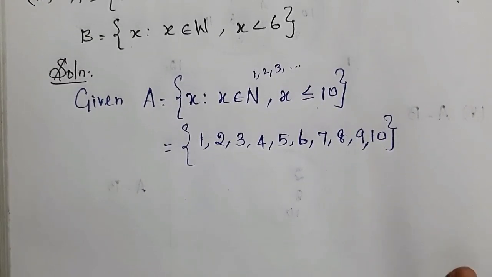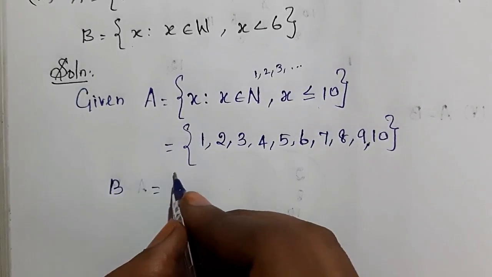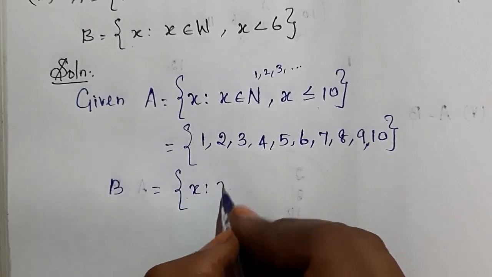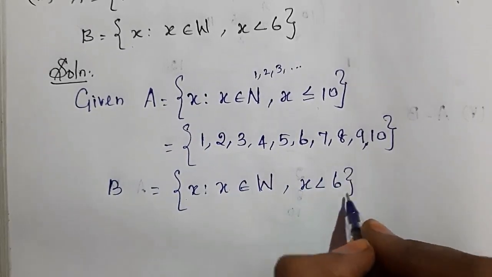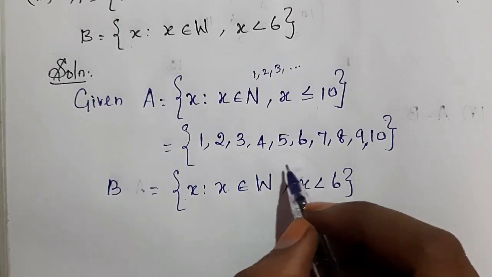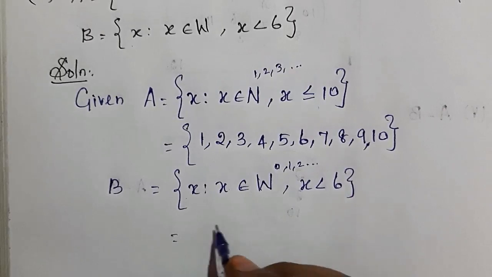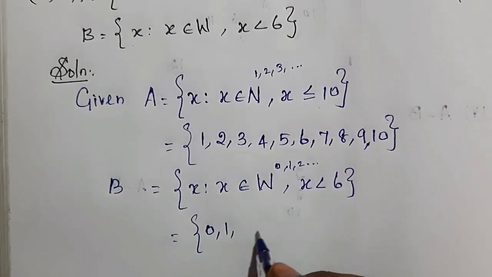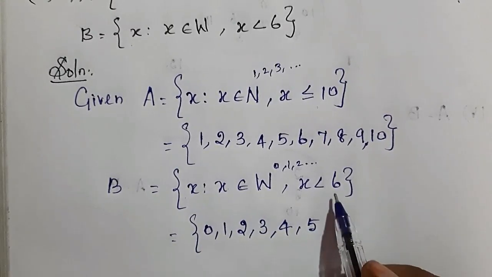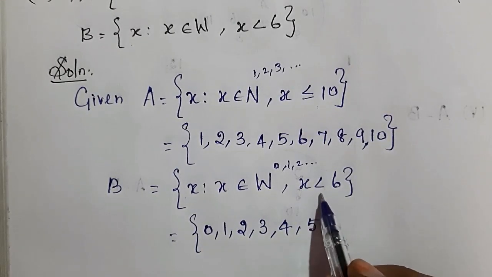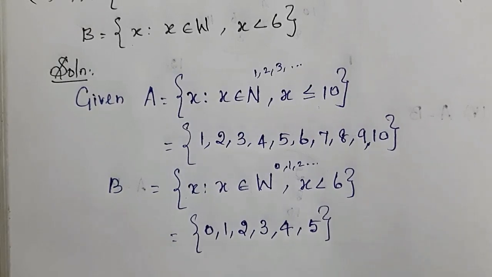Next, we can write B set. B equal to, the given is set of all x such that x belongs to W, x less than 6. So what is W? W means whole numbers. Whole numbers start from 0, 1, 2, 3, etc. So we can write the numbers as 0, 1, 2, 3, 4, 5. You should not take the 6 because we don't have the equal to symbol. Okay. Then we can do it one by one.